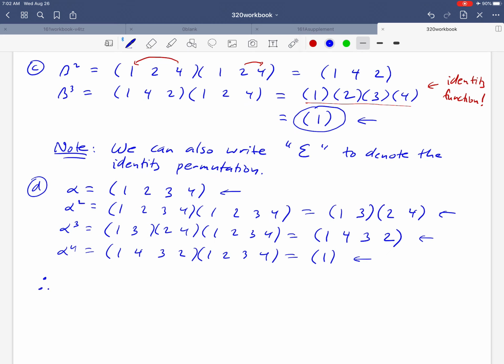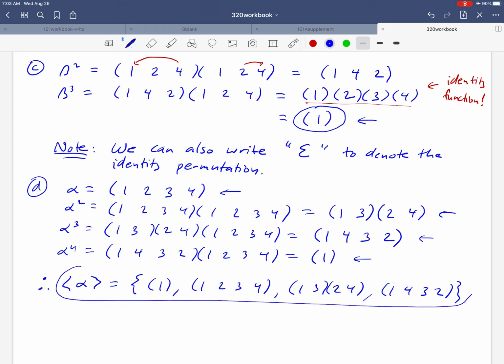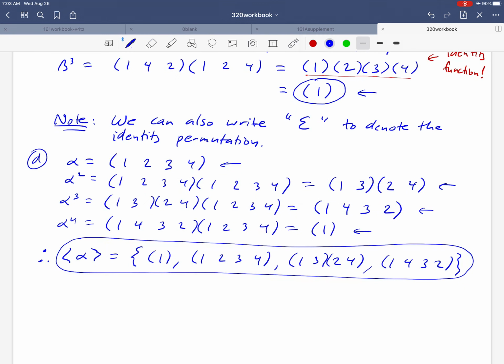All right, so our conclusion is the following here. Okay, let's write out the elements. So we got the identity, 1, 2, 3, 4, 1, 3, 2, 4, and 1, 4, 3, 2. Now notice, it doesn't matter the order that we write these in. Okay, order is irrelevant because we're talking about a set here. Okay, there's the cyclic subgroup generated by the element alpha.